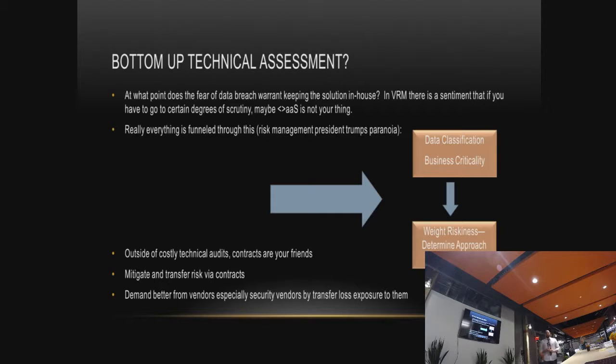It's just when you start scrutinizing a company's really minute technical details, there's a lot of overhead with that. There's a lot of cost. There's a lot of cost in sending someone in an on-site audit. So it gets really costly pretty fast. So a couple of things I'm going to talk about real quick is how contracts are your friends, how you can mitigate and transfer risk via contract.